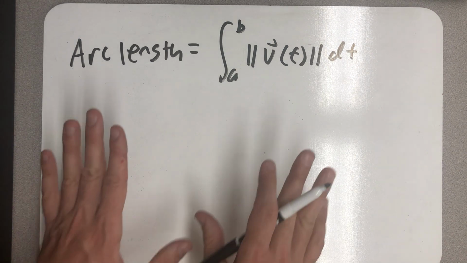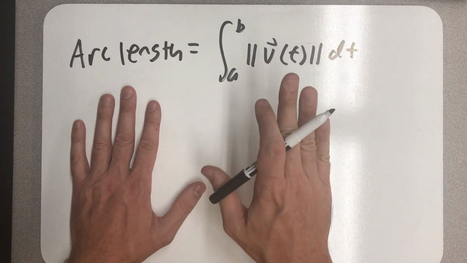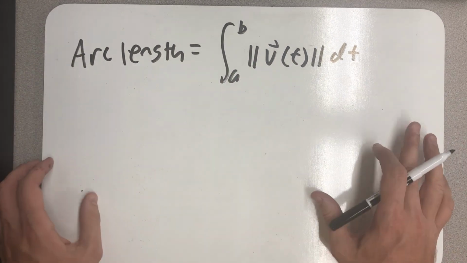I'm always very happy when we get right here. Arc length, the integral from a to b, speed dt. Next video, we'll do an example of finding an arc length.